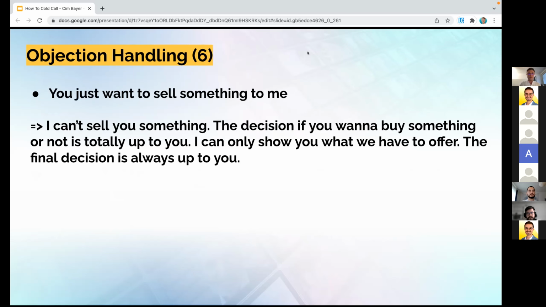What else do I have for you? Oh, you just want to sell me something. I can't sell anything. The decision of whether you want to buy something or not is totally up to you. I can only show you what we have to offer. The final decision is always up to you. So it's like giving him the decision-making power and placing the ball on his side of the field.